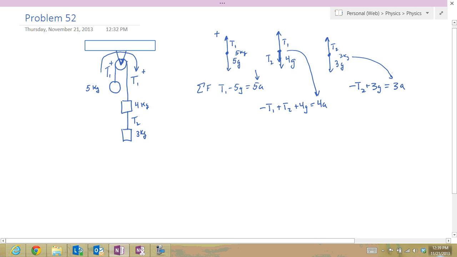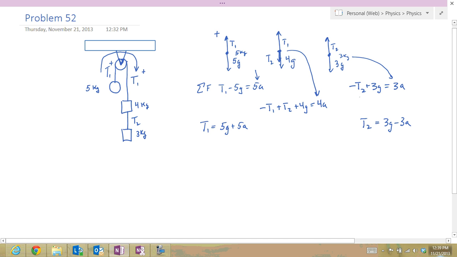I now have three equations with three unknowns. I can solve them. So here I have a mixture of T1, T2, and a. So I'm going to solve each of these two outside equations for their tensions and then substitute into the middle equation to get my acceleration. So T1 is going to equal 5g plus 5a, and T2 is going to equal 3g minus 3a.